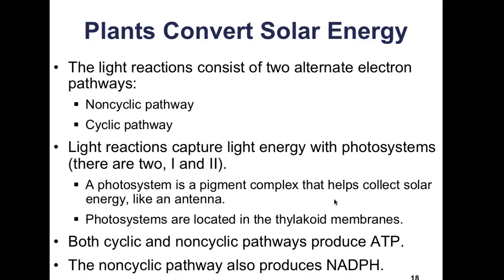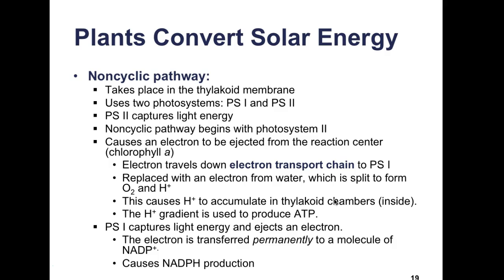There are two, photosystem 1 and 2. Photosystem in general is just a pigment complex. So now this is something new. Basically, a photosystem is that pigment complex that helps collect solar energy like an antenna. The photosystems are located in those thylakoid membranes, and both the cyclic and non-cyclic pathways produce ATP, but it's the non-cyclic pathway that is going to produce NADPH.